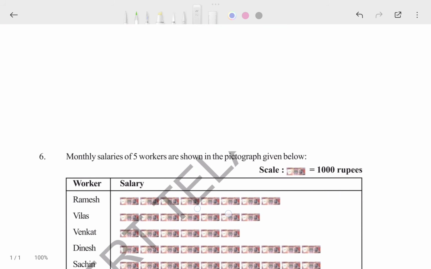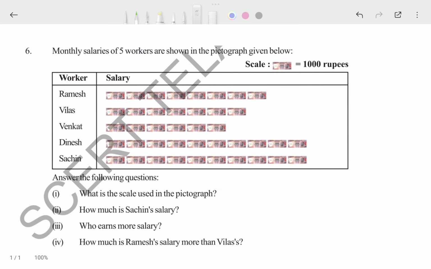So let's do the sixth question, which is the last question here. This sixth question is very interesting. It's telling the monthly salary of 5 workers. The 5 workers are named Ramesh, Vilas, Venkat, Dinesh, and Sachin. These are the 5 workers whose salaries are given. Now one note: this one note is equal to 1000 rupees. This note equals 1000 rupees, this note equals 1000 rupees.